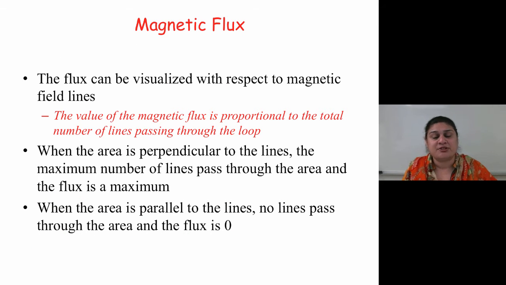So flux can be visualized with respect to magnetic lines. The value of magnetic flux is proportional to the total number of lines passing through the loop. When the area is perpendicular to the lines, the maximum number of lines pass through the area and flux is a maximum. When the area is parallel to the lines, no lines pass through the area and hence the flux is equal to 0.